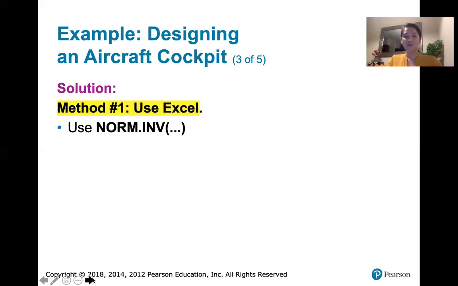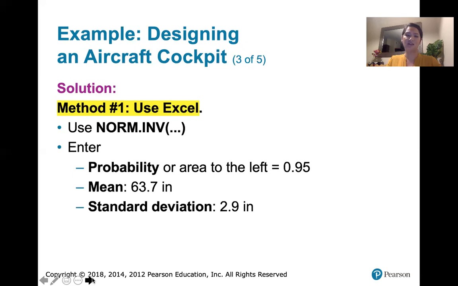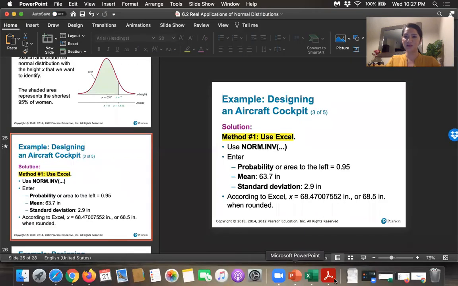Now it asks you for 3 inputs. Actually, I think it asks for 4 inputs. No, maybe 3. We'll see in just a second. It wants the probability or area to the left, and in our case, that's 0.95. And then you have to enter the mean of the normal distribution that you're talking about and the standard deviation of that normal distribution. So this is what I would do.